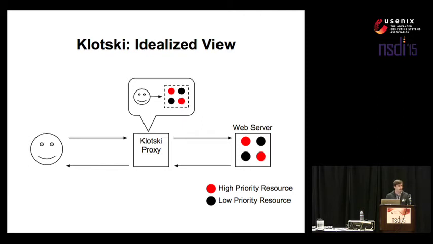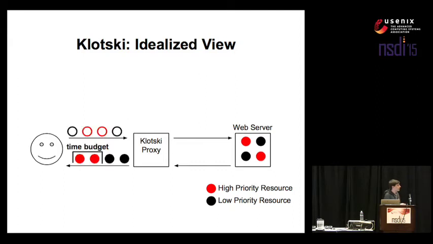Now, the goal of Klotski is, despite whatever the ordering in which the client requests the resources for the website, Klotski is going to return them to the client in an optimized order. So here you can see that it's reprioritizing these resources to get the most number of high priority resources within that initial load time budget, so the first few seconds of the website load.